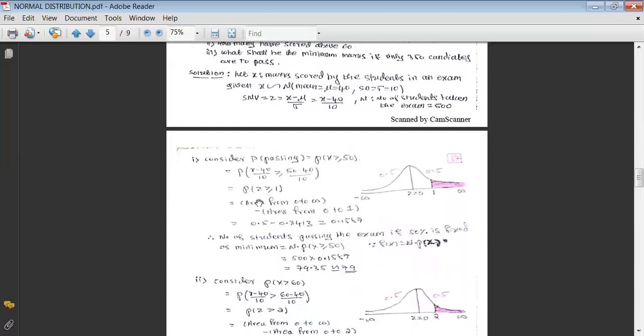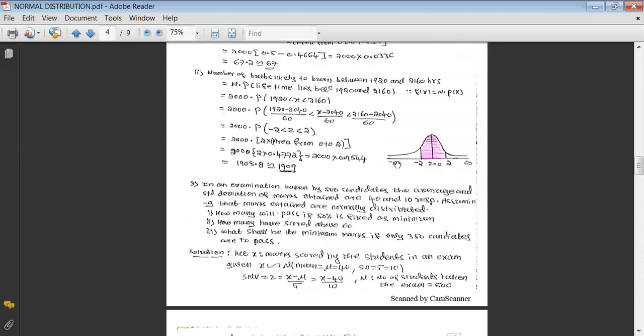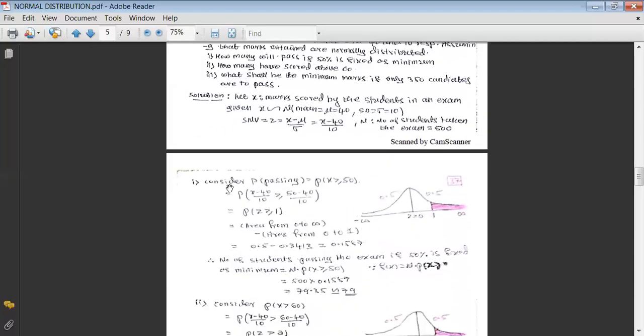Okay, now first we want to know how many will pass if 50% is fixed as the minimum. As we know from the previous example, in this case also we want the frequency. Therefore, in order to get the frequency, first of all finding the corresponding probability is a must. First, let us consider the probability of passing.